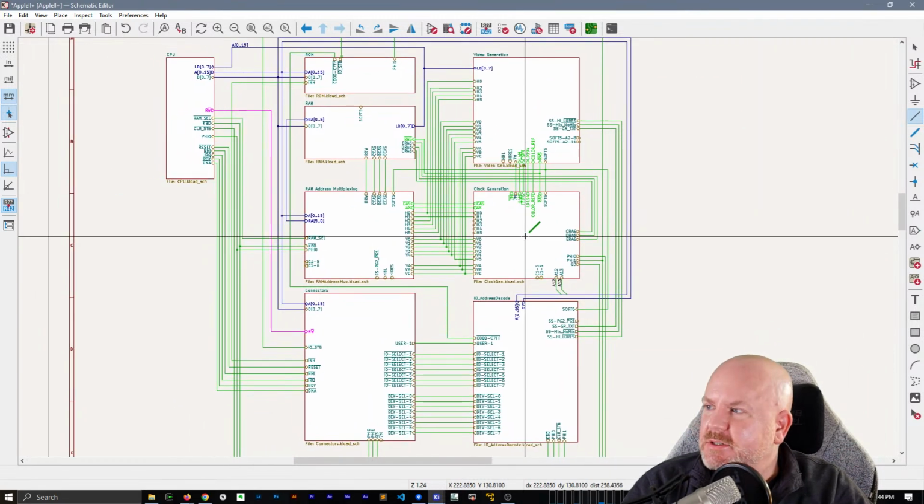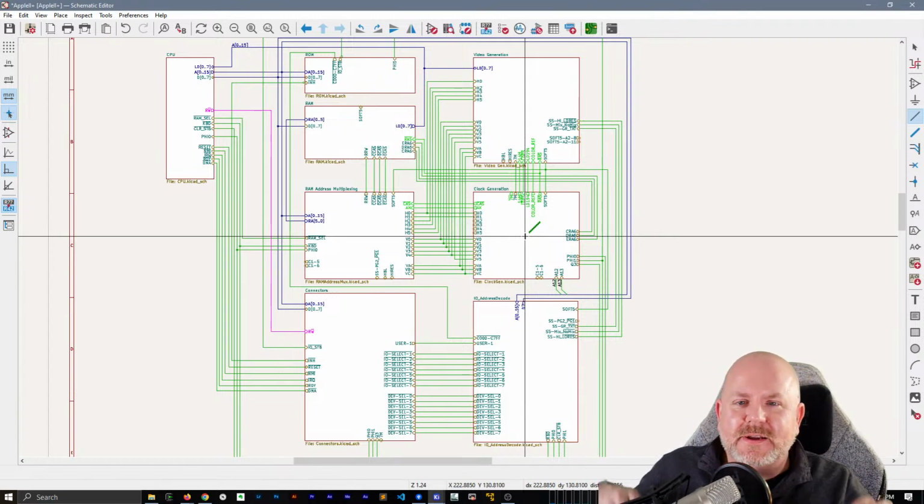Is it me, or is that not actually very clear of what we're looking at? That looks very good.